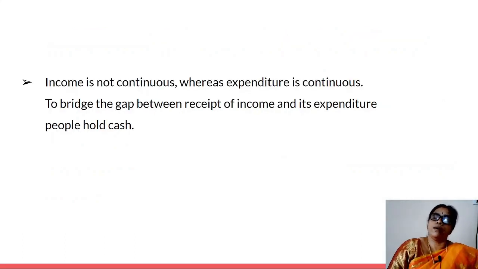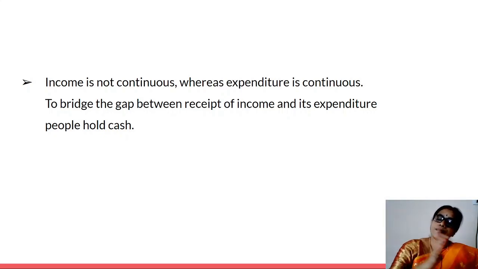But how do we fulfill these transactions? With the help of income. So income is the most important determinant of transactions. We earn income by engaging in various economic activities. Do we receive income throughout a month? No. Income is received by the workers or the people who are engaged in different economic activities at a certain point of time. So we can say that the income is not continuous. But what about the expenditure? The expenditure is continuous.